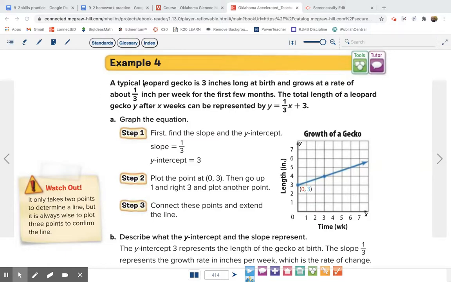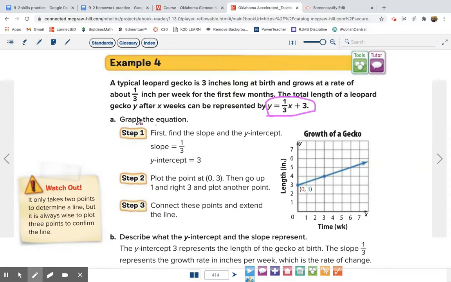It says a typical leopard gecko is 3 inches long at birth, and it grows at a rate of about 1/3 inch per week for the first few months. The total length of a leopard gecko, y, after x weeks can be represented by this equation. They went ahead and gave us the equation: y equals 1/3 x plus 3. And they told me x is the weeks, y is the total length of the gecko.